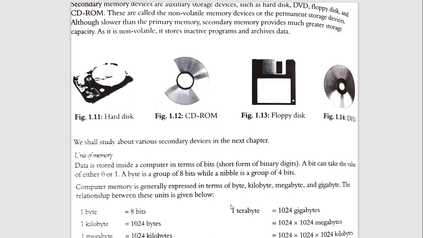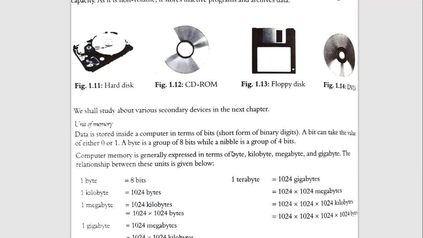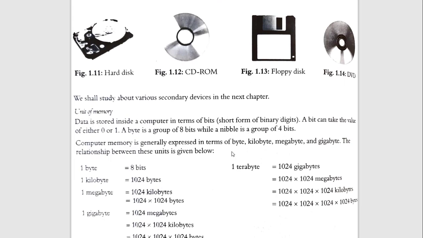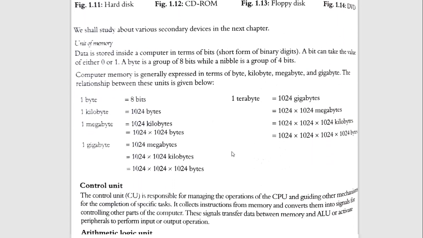Secondary simply means that they are not part of the computer system, but you can insert them from outside. You can even remove them. All right, there are some examples given here. For example, the hard disk. Hard disks are detachable. You can detach them, and you can attach some other one. You might have seen the hard disk. There are some portable hard disks also, which you have.